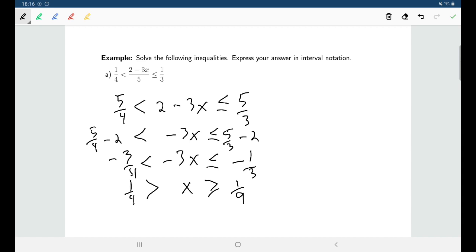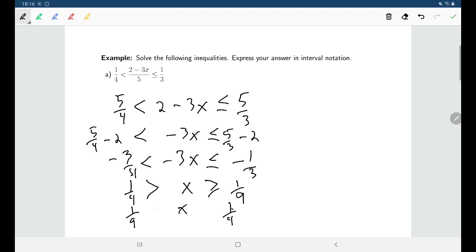Now, before I write my solutions using interval notation, remember for interval notation, we always go from smaller number to larger number, or from left to right. And this is actually written with the larger number first and the smaller number last. So what I'm going to do is just rewrite the order of my inequality with the 1/9 first and the 1/4 last.